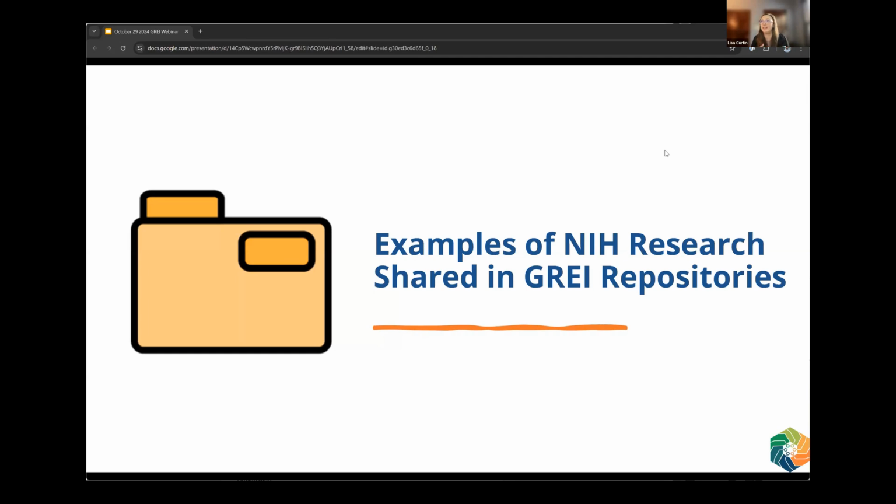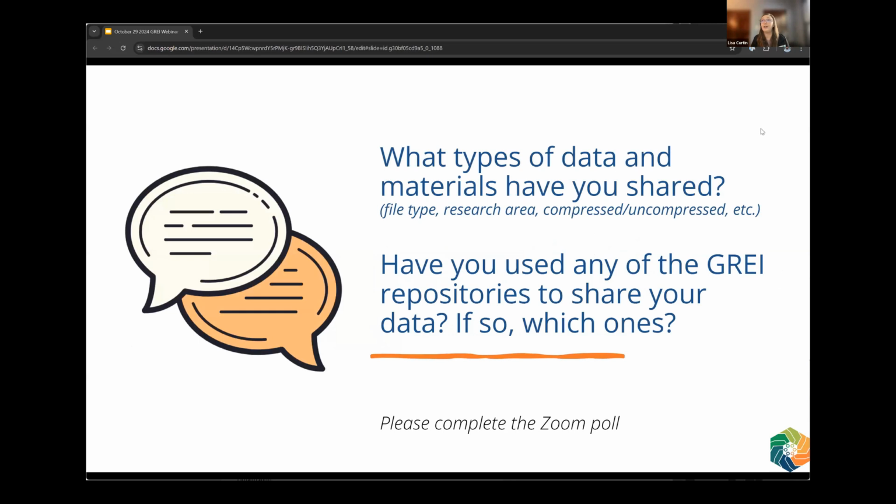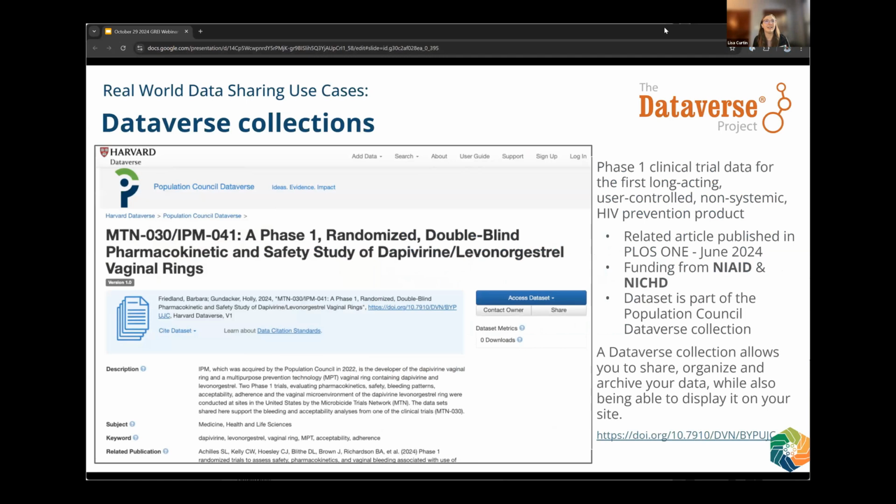And if we could go to the next slide, I see the poll is already up. So thank you all for responding to that. But yes, we've got a couple poll questions. You can fill in free text whatever types of data you've shared, just some basic details about those. And then if you've used any of the generalist repositories, we'd love to hear which ones, and you can select more than one option there. But if you could go to the next, Aaron, we'll keep it moving while people answer that, because I know we've got not too much time.